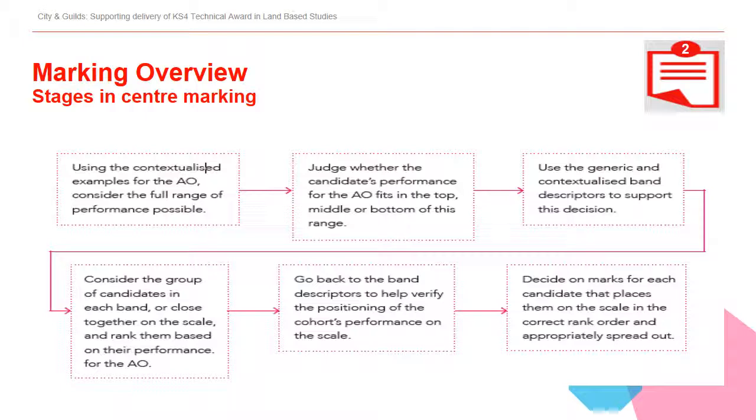You must consider the group of candidates in each band or close together on the scale and rank them based on their performance for the assessment objective. So go back to the band descriptors to help verify the positioning of the cohort's performance on the scale, and then decide on marks for each candidate that places them on the scale in the correct rank order and appropriately spread out.